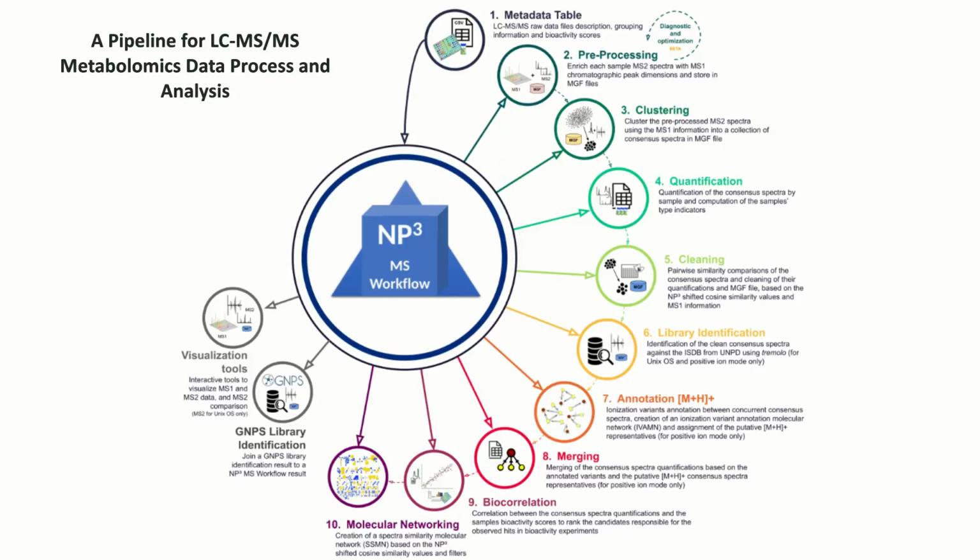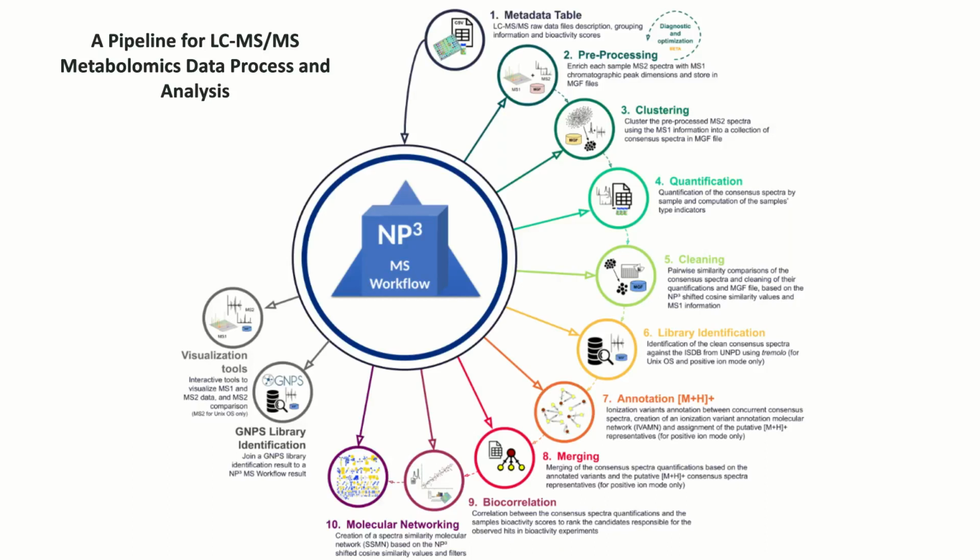It is composed of 10 major steps, where only the first one is a direct user action. In the first step, the user creates a metadata table defining the samples that they want to use in the job, and then the workflow proceeds from steps 2 to 10, starting with a pre-processing where the MS2 data is enriched with MS1 information. Then it goes to the clustering step, followed by the quantification by samples of each final consensus spectra. Then it goes to the cleaning, which is a second clustering strategy to remove remaining redundancies.